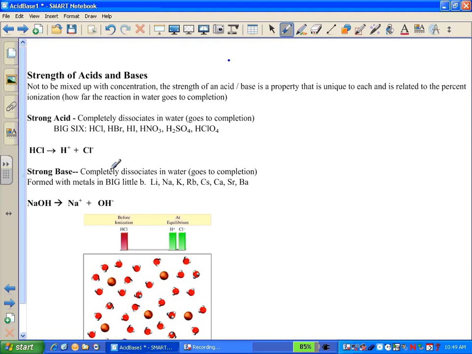The strong bases also dissociate completely. They are salts formed with the metals from what I refer to as the big little b on the periodic table, and hydroxide ions, and those dissociate completely.